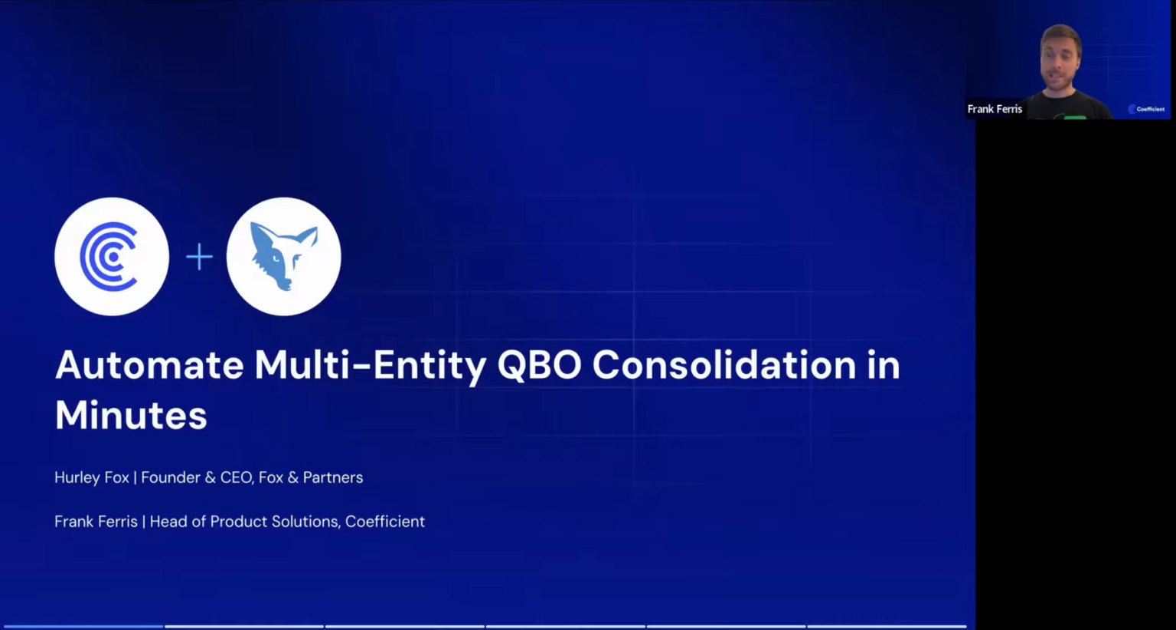My name is Frank Ferris. I am the head of product solutions here at Coefficient. I've been with the company for about 4 years now, and I basically came in because I desperately needed a tool like Coefficient throughout my career.